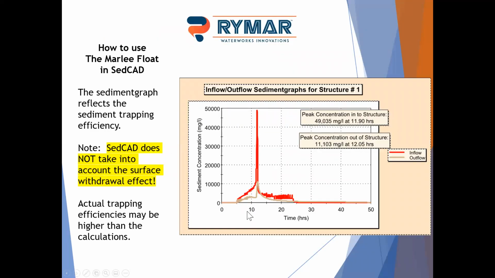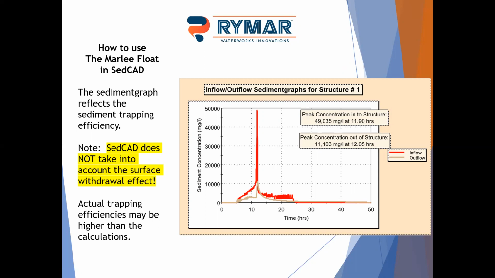The other thing to keep into account, if you look at your sediment graph, SedCAD does not take into account the surface withdrawal effect. So I've actually talked to Pam Schwab about this some, and they confirmed that SedCAD assumes water's coming through the entire water column from top to bottom. And so let's say you're working on a site and you're at 77, 78% trapping, and it's just not hitting that 80, the magic number to get your permit.